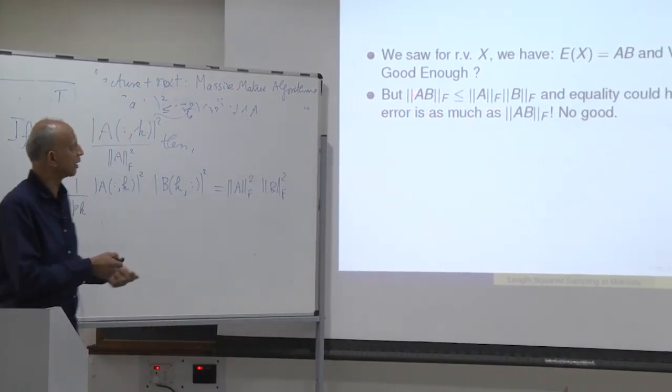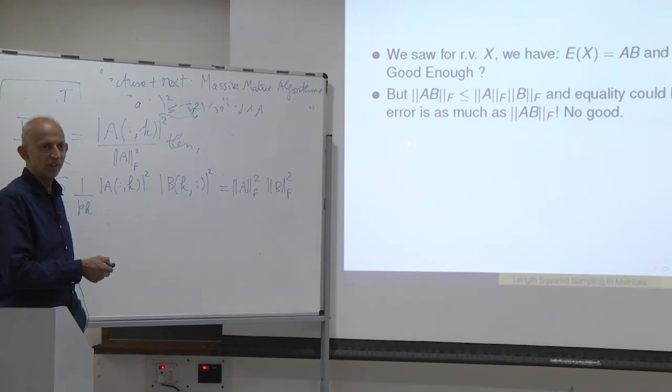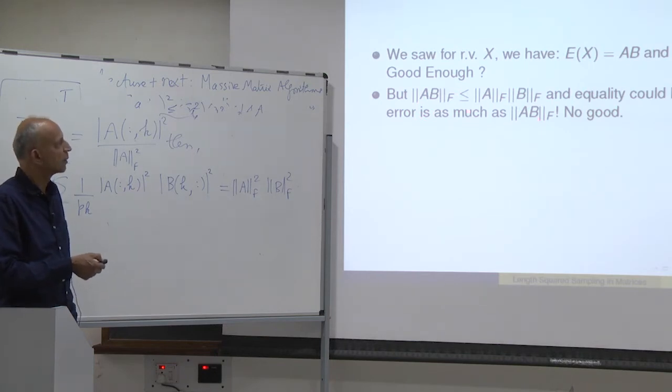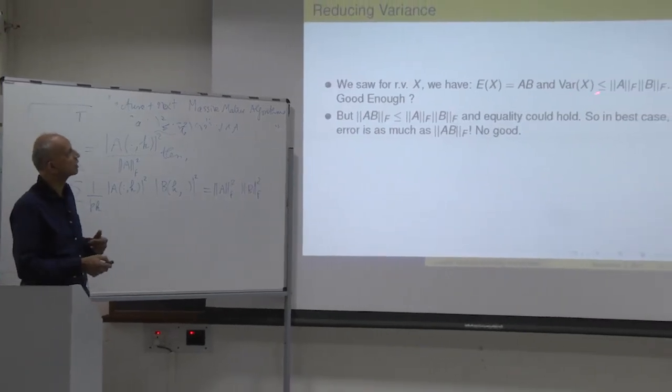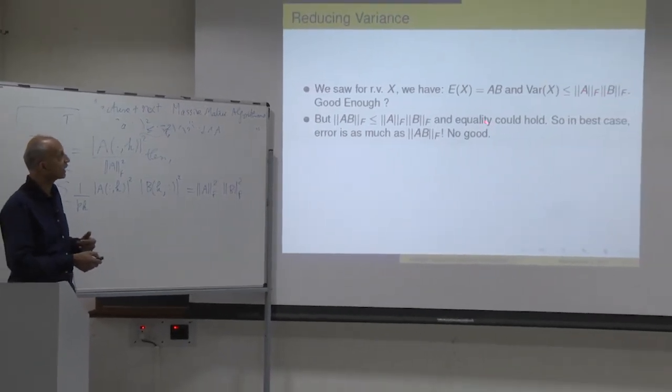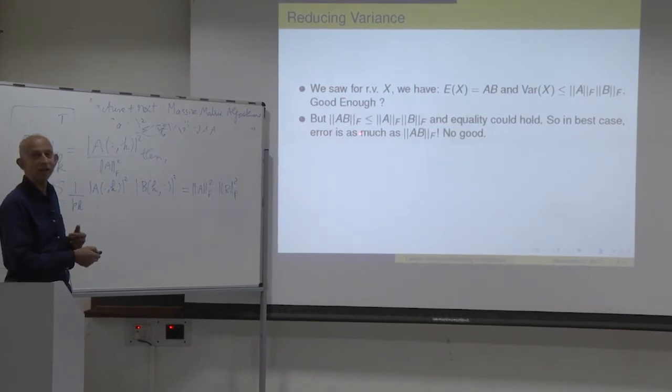You can do this by writing down entries, which is laborious, but there are lots of ways of proving this. I won't do it. You can check that. Equality could hold. So even in the best case, if these are equal, that's the highest possible product of Frobenius norms. Even then, the error, if the variance is only that much, is not so good. In general, this guy is greater than the Frobenius norm of what you're trying to find. It's not a good idea to have error greater than what you're trying to find.